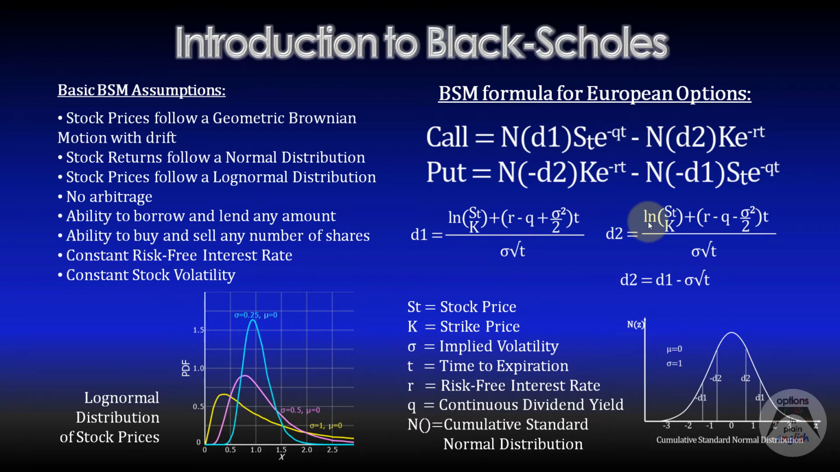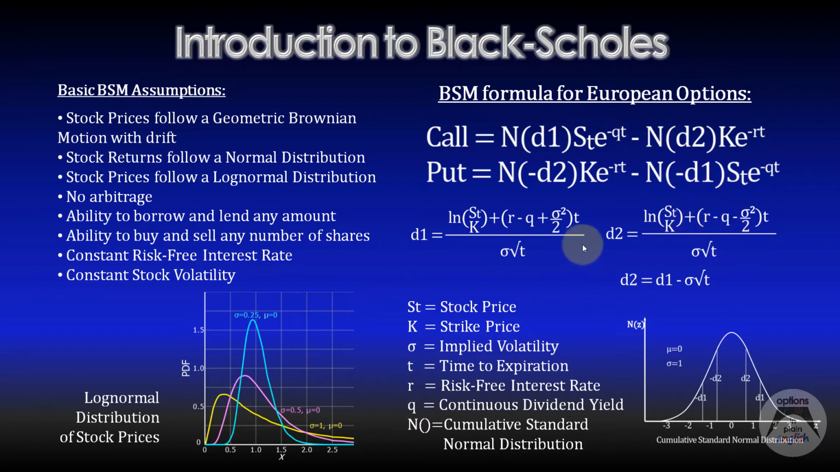The D2 number is a very similar formula. It's the natural logarithm of stock price over the strike price plus interest rates minus dividends minus implied volatility squared over 2 multiplied by time, and the whole thing divided by sigma square root of time. So one of the things you notice here is the only difference is the plus sign here and the minus sign here. So D2 is always going to be smaller than D1. D2 is going to be D1 minus sigma square root of time.